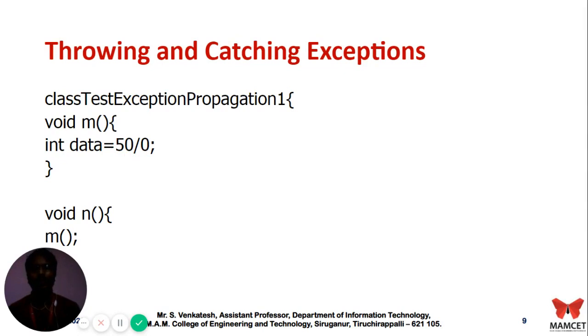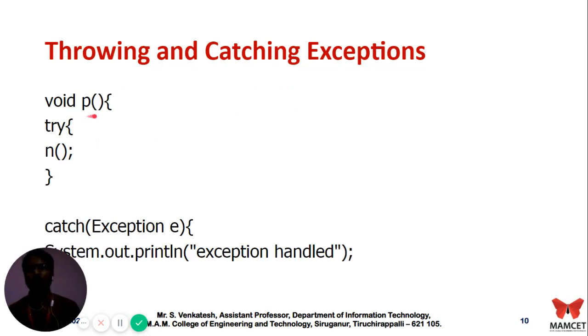So here exception occurs. Suppose we are giving data equal to 50 by 10, it's not a problem. We will get the answer as 50 by 10 is 5. But if you are giving 50 by 0, then error will occur. So this m method has an exception. Then there is one more method, namely n method. Inside that we have m method.